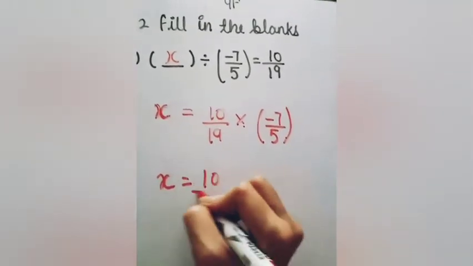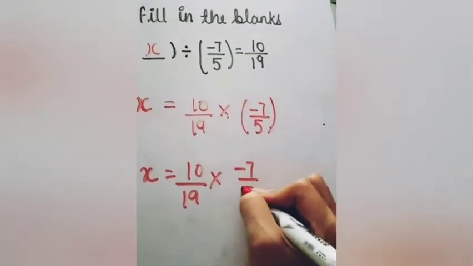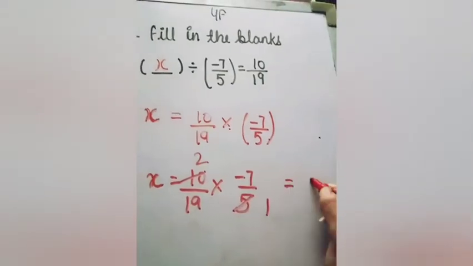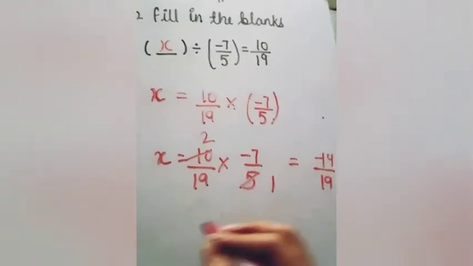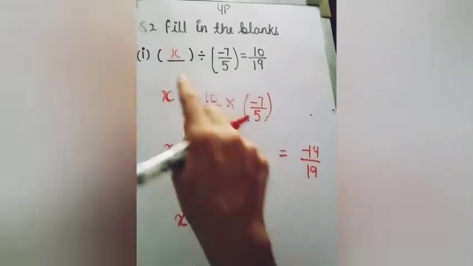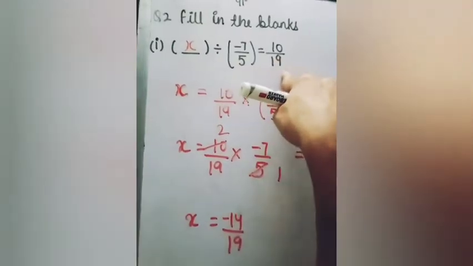So we have 10 upon 11 into -7 upon 5. 5 1s are 5, 5 2s are 10. So we have -14 upon 11. So x is -14 upon 11. When -14 upon 11 is multiplied by -5 upon 7, it gives 10 upon 11.